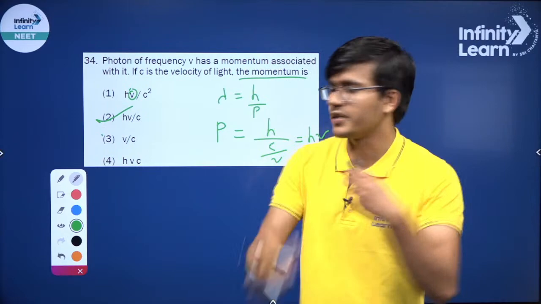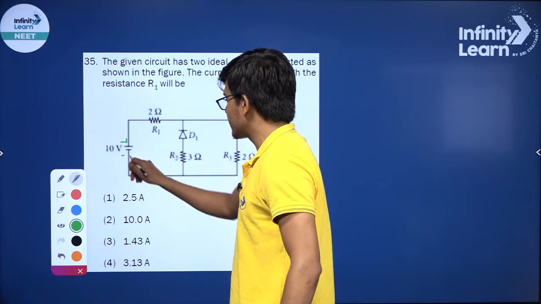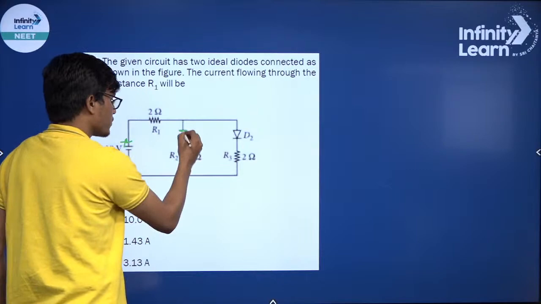Question number 35. In this question, you have to check whether the diode is forward biased or reverse biased, right? So you can say this is positive and this is negative. So D1 is negative here. So negative is connected to positive, so this will be in reverse bias. It will not allow any current. So you can remove this branch.